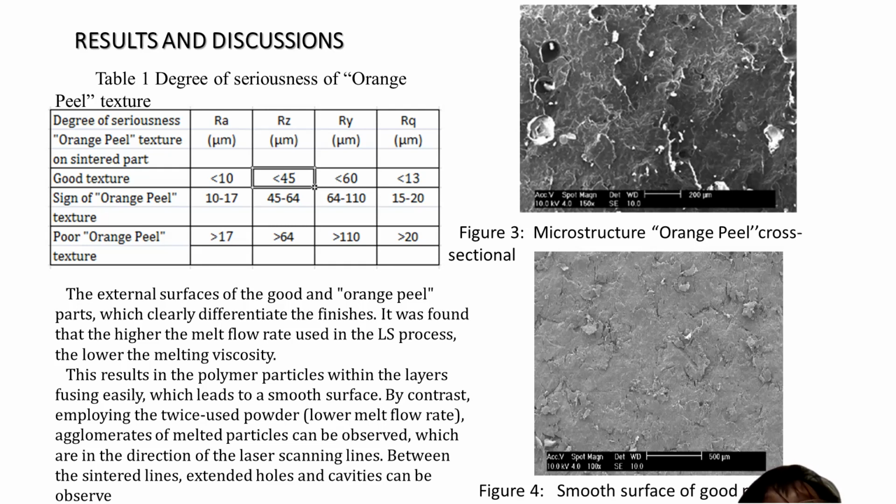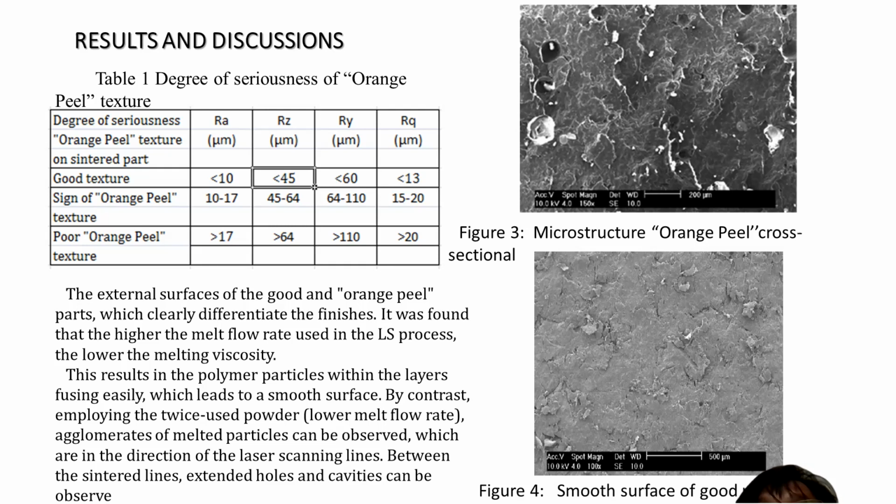The cross-sectional structure of an orange peel texture exhibits a very inhomogeneous structure with different shapes and sizes, and it has what we call voids when employing twice-used powder, as little as 100 micron to 160 micron, and it may be clearly seen that the average cavity size is approximately 100 micron to 200 micron.